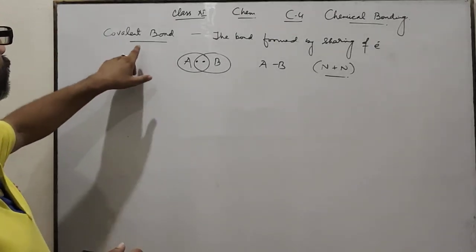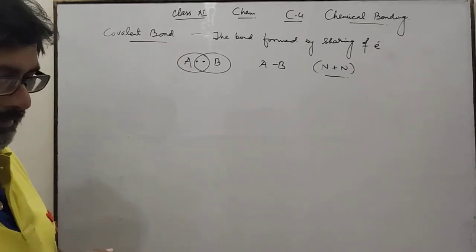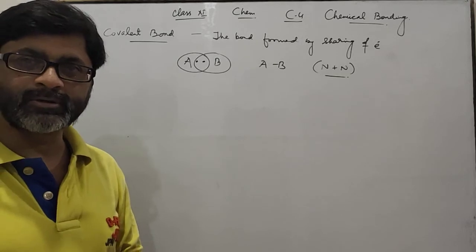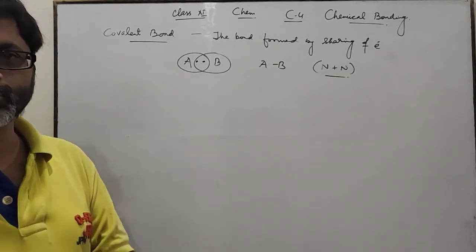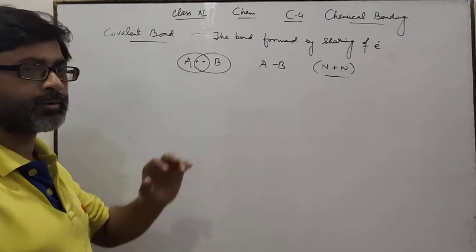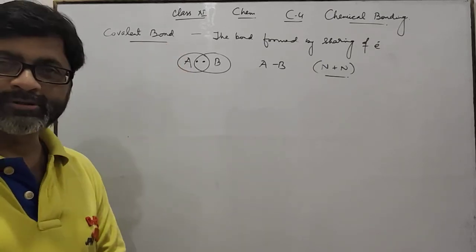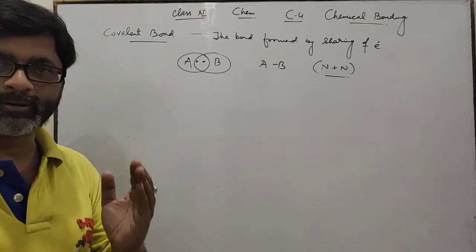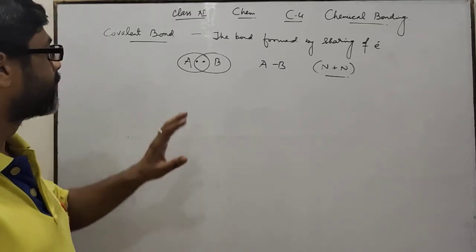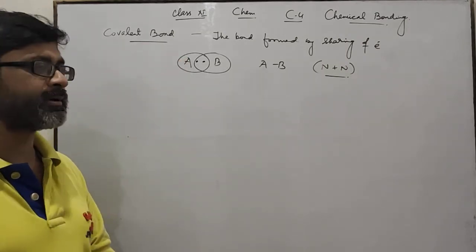I am going to teach you about the covalent bond. In my previous lecture, I discussed the ionic bond, or you can say electrovalent bond. Now, in this lecture, I am going to discuss the covalent bond. You know that chemical bonds are of three types: ionic bond, covalent bond, and coordinate bond. Now, I am going to discuss the second type of bond, that is covalent bond.